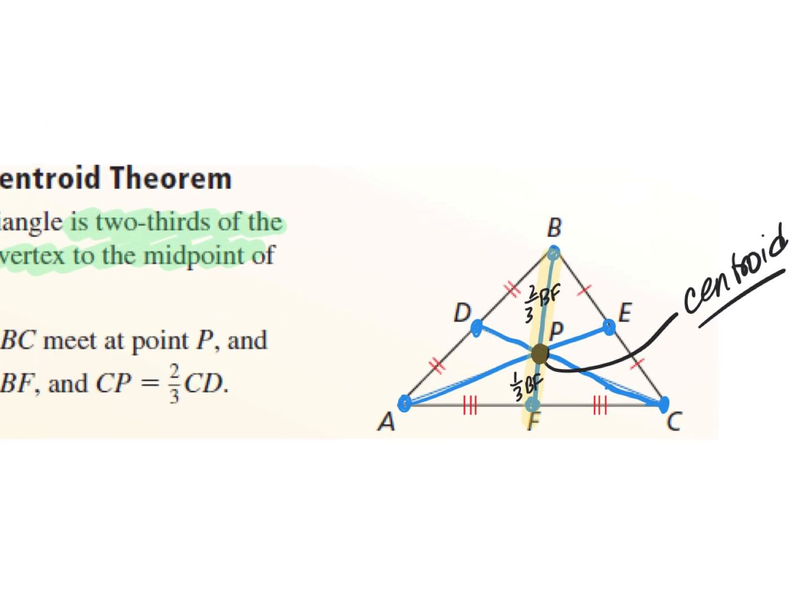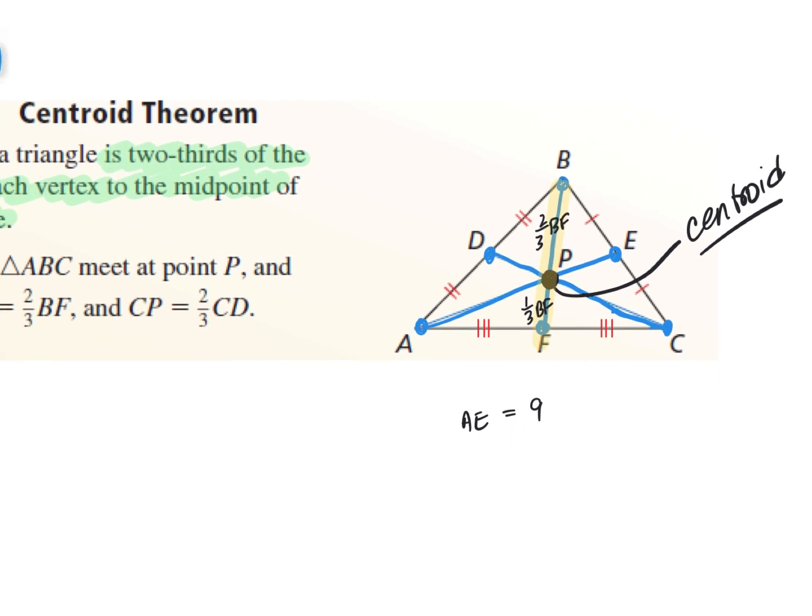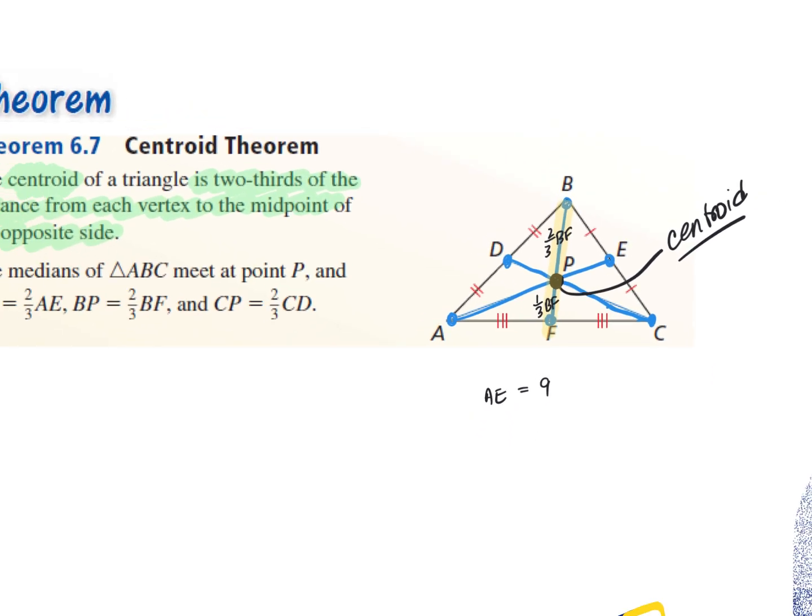Imagine if you knew that AE was equal to 9. Then I know that AP, this longer section, is 2/3 of 9. When I do the math, I see that that's 6. So if AE is 9, AP is going to equal 6, and PE is going to be 1/3 of 9, or 3. Together, notice they add up to the full 9 units of the segment. Really interesting, that formula is interesting.